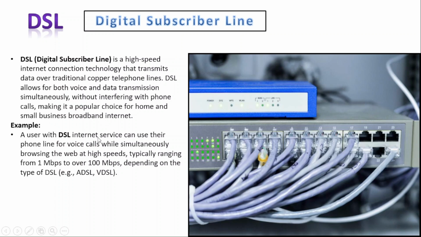Example: a user with DSL internet service can use their phone line for voice calls while simultaneously browsing the web at high speeds, typically ranging from 1 Mbps to over 100 Mbps depending on the type of DSL, that is ADSL or VDSL.